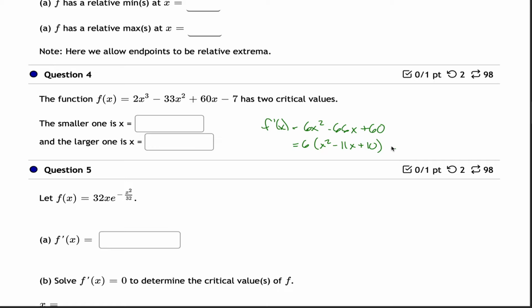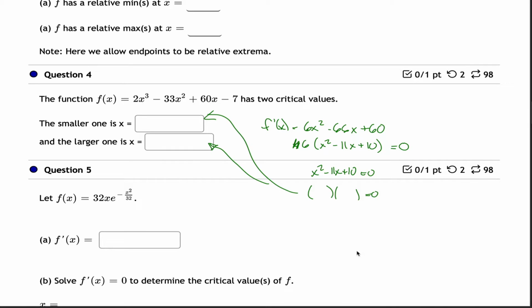Critical values come when your first derivative equals 0. So I set this equal to 0, and I solve. 6 is never equal to 0, so you can ignore this 6. Think divide both sides of the equation by 6. So it's really just when is x squared minus 11x plus 10 equal to 0. Maybe you can factor this to get your solutions. You'll get 2 solutions. Put the smaller number here and the greater number here.